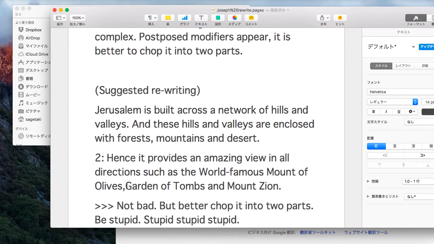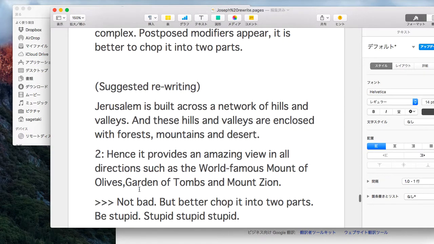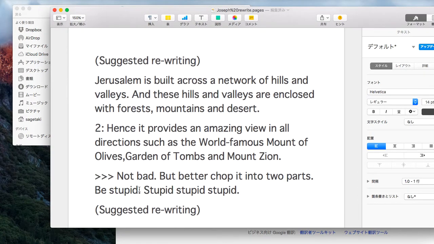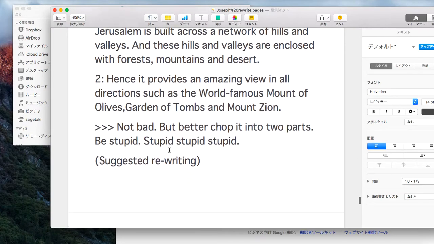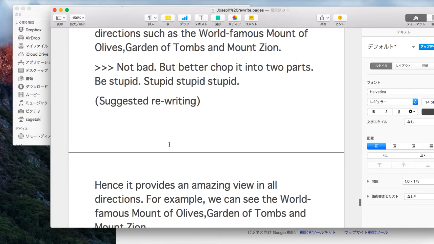Okay, so hence it provides an amazing view in all directions, such as the world-famous Mount of Olives, Garden Tombs, and Mount Zion. Okay, as I have written it, not bad, but better. Again, you better chop it into two parts because it sounds a little bit longish. So my suggested rewriting is: hence it provides an amazing view in all directions. Okay, period.